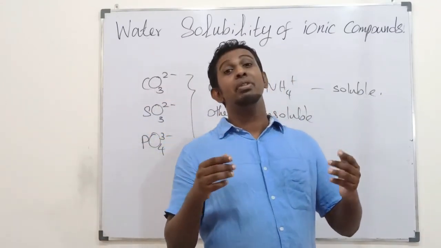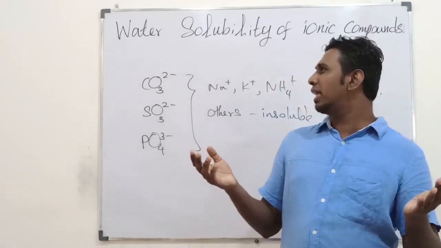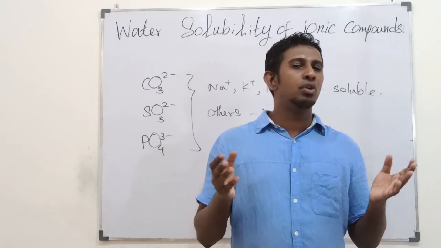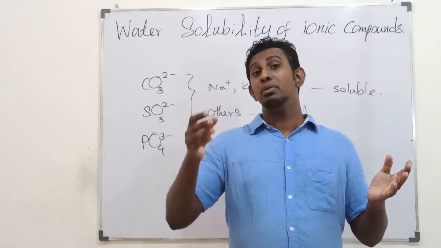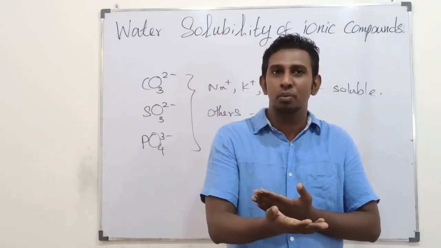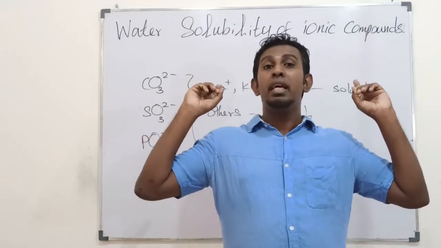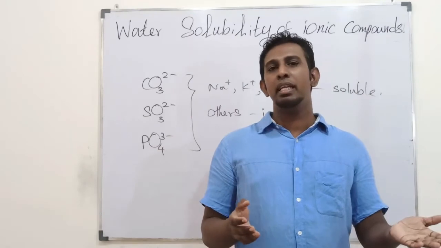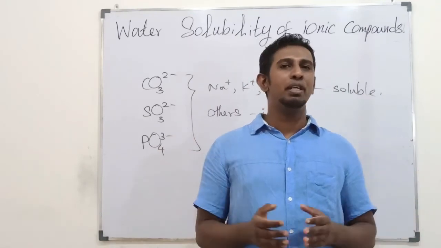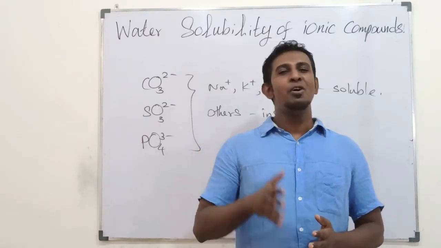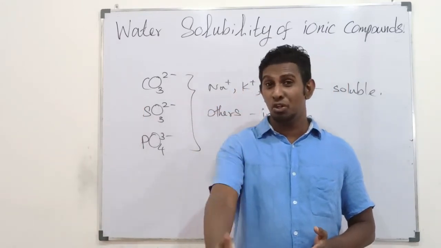Then when you talk about oxides and hydroxides, sodium, potassium, and ammonium form water soluble oxides and hydroxides, and down the second group, the water solubility of oxides and hydroxides increases. Beryllium and magnesium oxides and hydroxides are water insoluble. Calcium, strontium, barium oxides and hydroxides are water soluble. Except s block, all the other oxides and hydroxides are water insoluble.